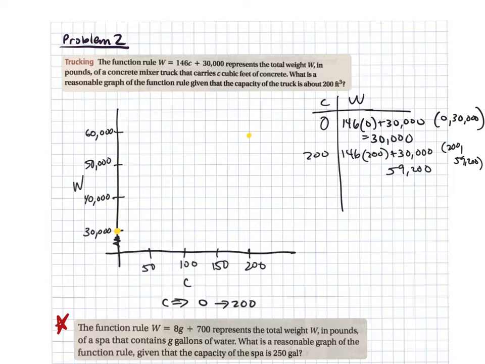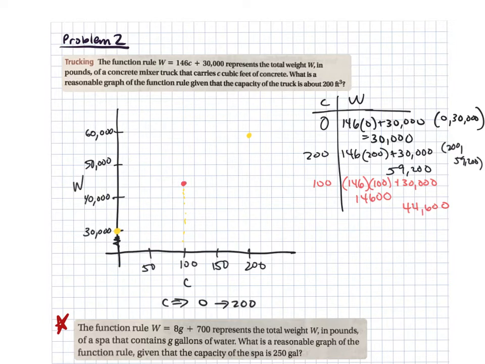And then this is going to be, let's see, maybe 100. Let's plug in 100 here. 146 times 100 plus 30,000. And that is 146. So this would be 44,600. So 144,600 is about here.